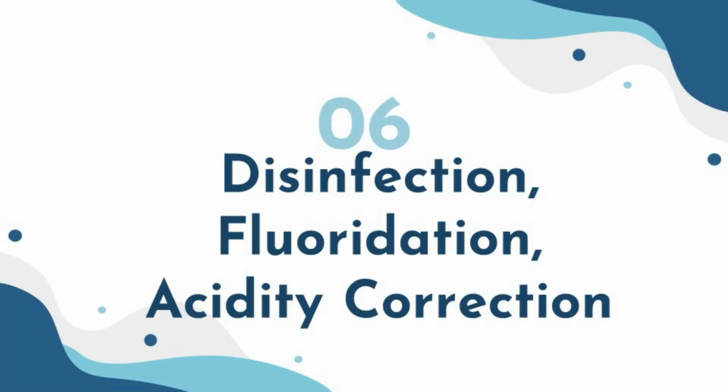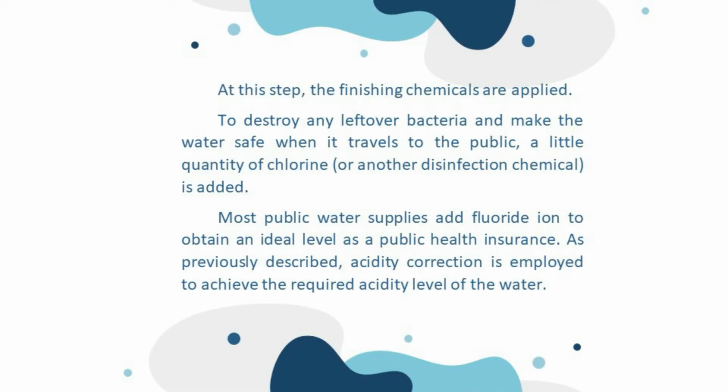Step 6. Disinfection, fluoridation, acidity correction. At this step, the finishing chemicals are applied to destroy any leftover bacteria and make the water safe when it travels to the public. A little quantity of chlorine or another disinfection chemical is added.